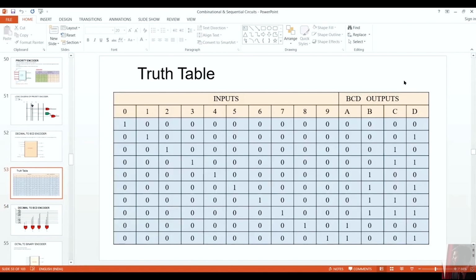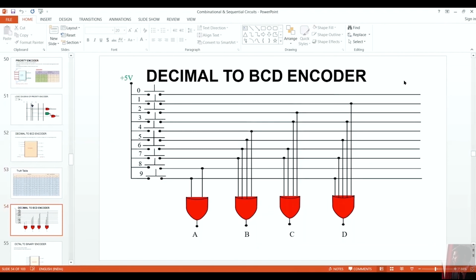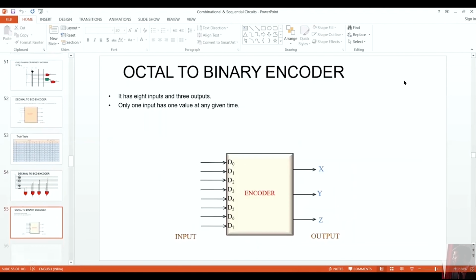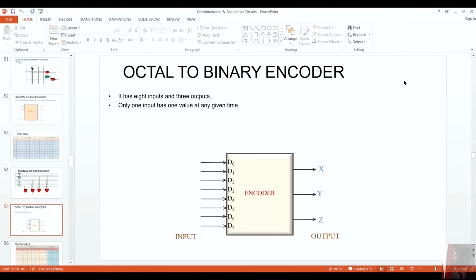So when I talk about decimal to BCD encoder, the concept is already given: whenever the zero is one, then all the outputs are zero. Whenever the one is given, then only D is on. So automatically you can design this circuit for the same.